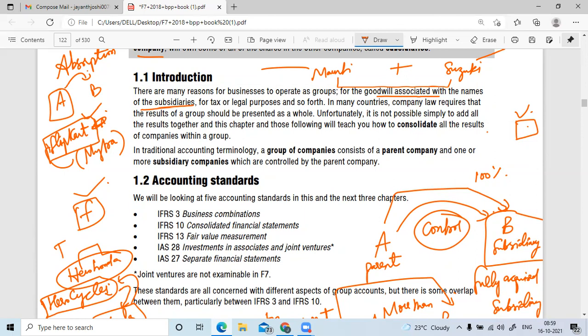Now you know Hero Cycles is different and Honda is different. They are not a group now. They parted ways. They liquidated that company, for tax or legal purposes and so forth. There can be various reasons. Why tax? Can anyone give me an example of this?